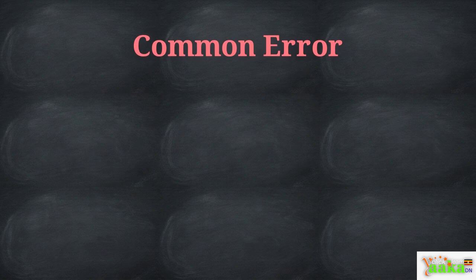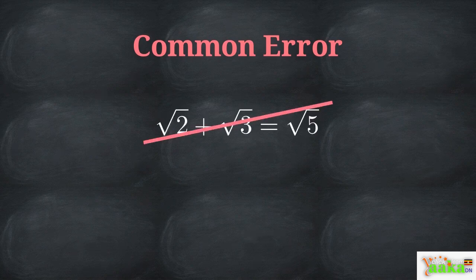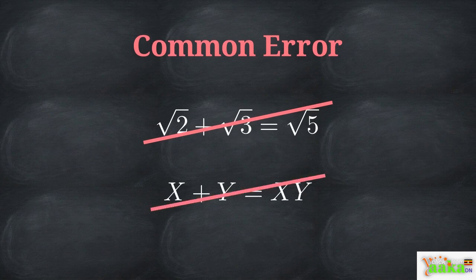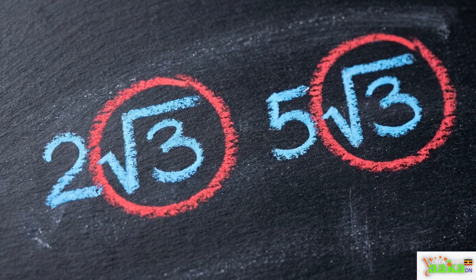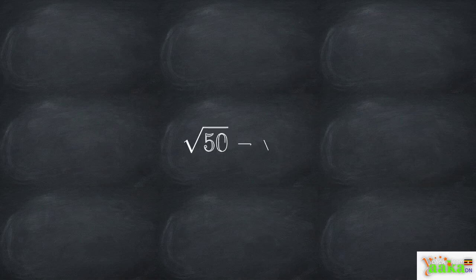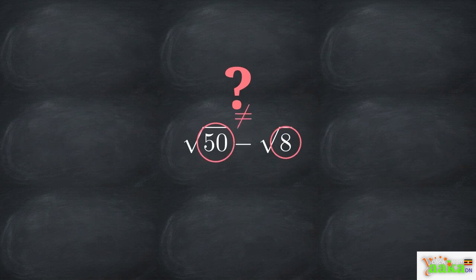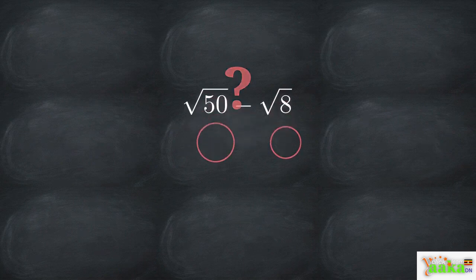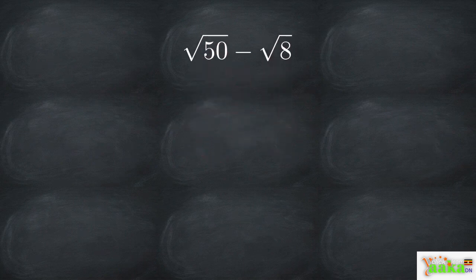A common error is trying to add different roots together. You cannot add root 2 and root 3 to get root 5, just like you cannot combine an x and a y into an xy. Before you can add or subtract any surd expressions, the numbers inside the roots must be perfectly identical. This strict rule makes a problem like root 50 minus root 8 look impossible to solve at first, because the numbers inside the roots do not match. To find a common root, we must simplify both terms.